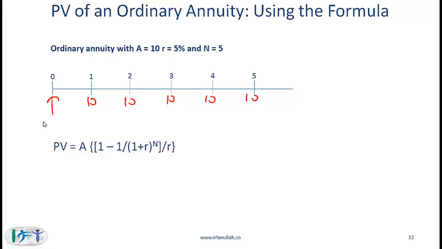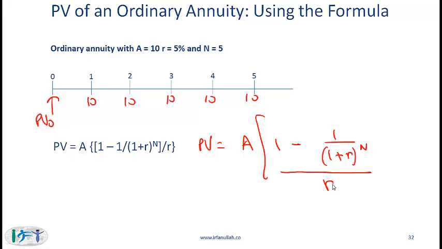The present value at time 0 is given by this formula, which I will rewrite for you. So A is the annuity amount, which is 10, multiplied by 1 minus 1 over 1 plus r to the power of n. R is the interest rate in decimal. N is the number of periods, which in this case is 5. And then we take this entire amount and divide by the interest rate.